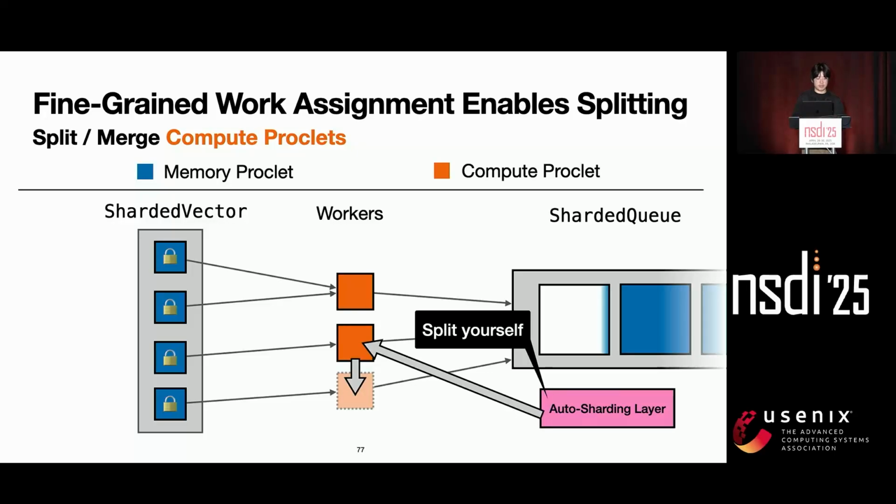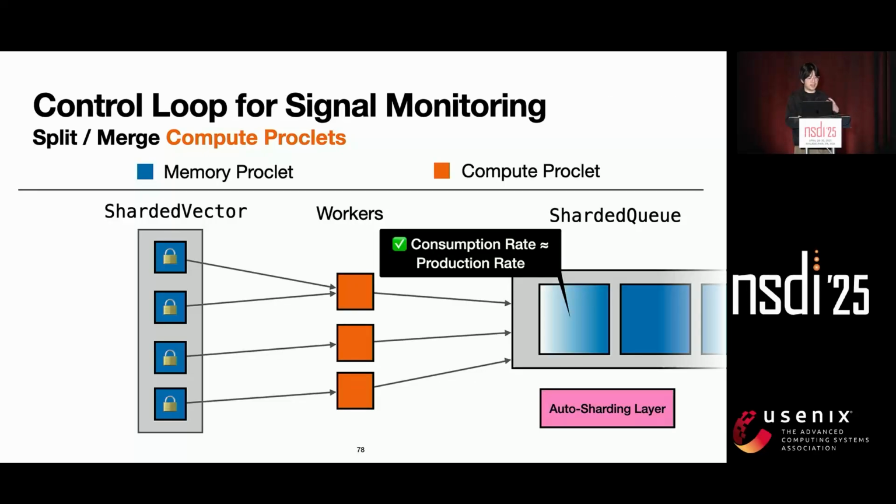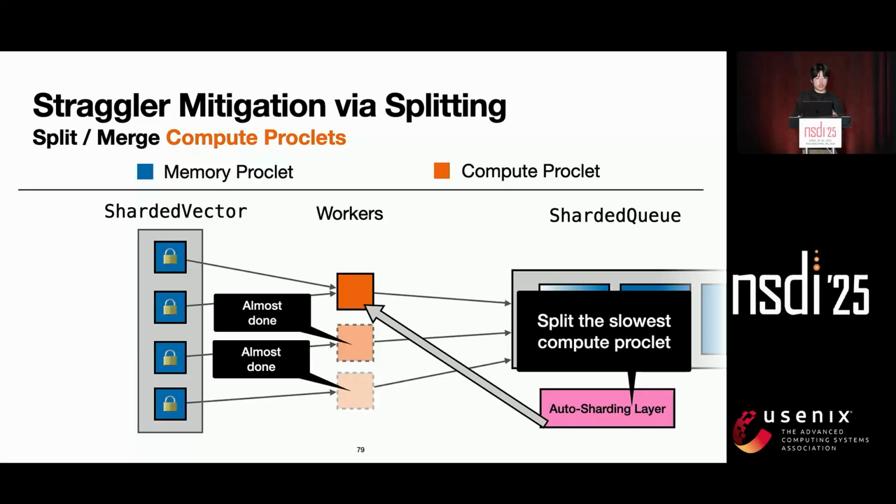Quicksand can split the work of a compute proclet because each proclet is responsible for a distinct data range. In general, the high-level frameworks use compute proclets in such a way that fine-grained compute work, such as loop iterations in a traditional application, can be split in Quicksand. Quicksand continues splitting in a control loop until production and consumption rates match in this application. It also splits based on other signals, such as in the presence of a compute proclet straggler.